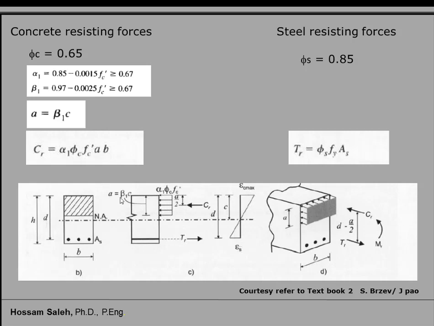So I need to get beta 1 times C, so I can get A. When I have my A, the CR will be in the middle of A, and I have TR. Now D minus A half will be this distance, so T times D minus A half, then I can have the resisting moment of the reinforced concrete beam.